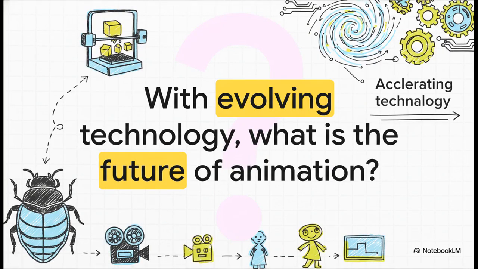I mean, animation has always evolved with technology, from those insect parts to 3D printers and now to physics simulations. So as technology keeps getting faster and smarter, and as AI starts to understand not just how things move, but why, you have to wonder, what is the next illusion of life even going to look like?